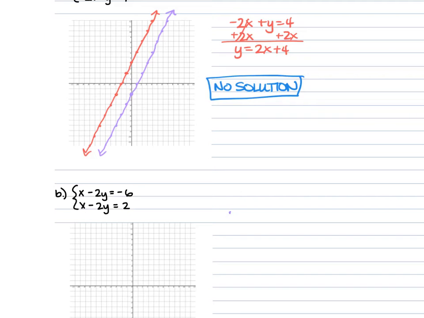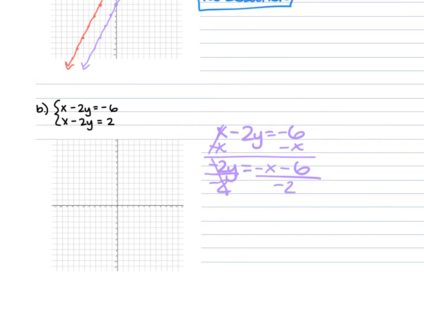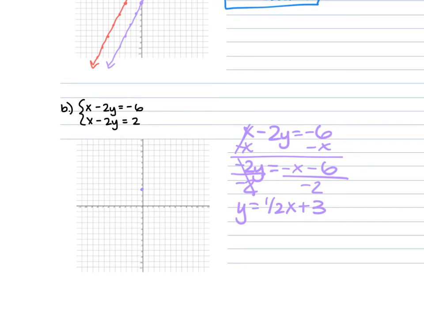For our next one, we have x minus 2y is equal to negative 6. So we're going to move the x over by subtracting it. Then we have negative 2y is equal to negative x minus 6. We are going to divide each side by negative 2. This is going to give us y is equal to 1 over 2x plus 3. So we're going to start at the 3, go up 1 to the right 2, up 1 to the right 2, and keep it going for the whole coordinate plane.